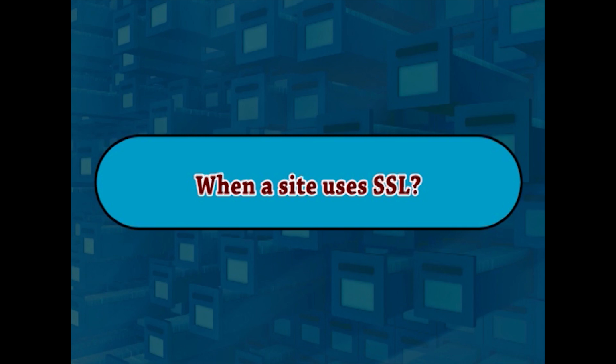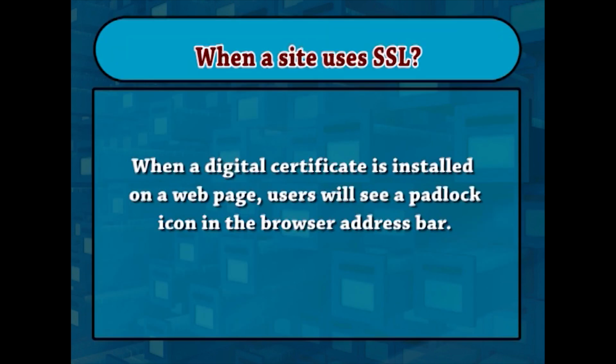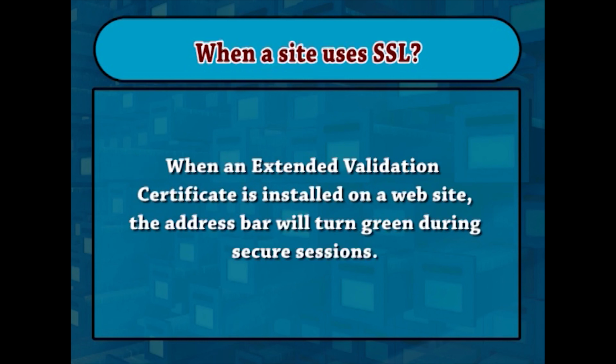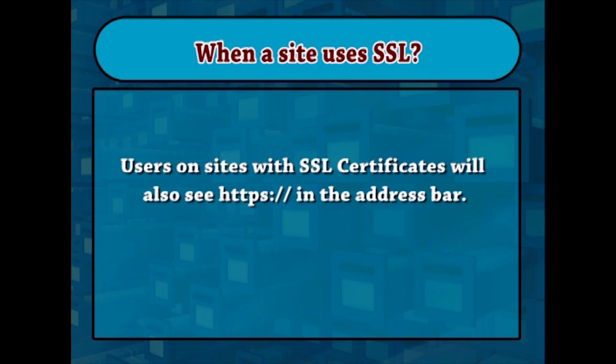Now, how can I tell when a site uses SSL? When a digital certificate is installed on a web page, users will see a padlock icon in the browser address bar. When an extended validation certificate is installed on a website, the address bar will turn green during secure sessions. Users on sites with SSL certificates will also see https:// in the address bar.